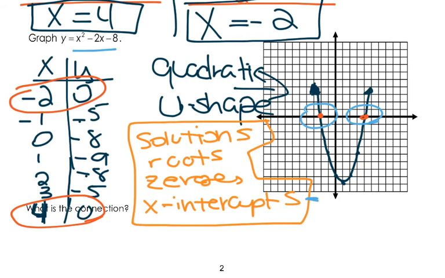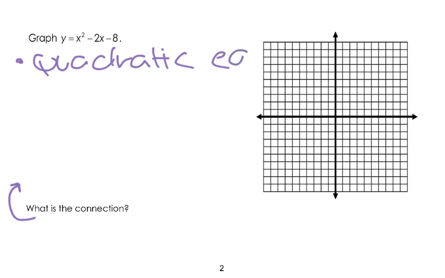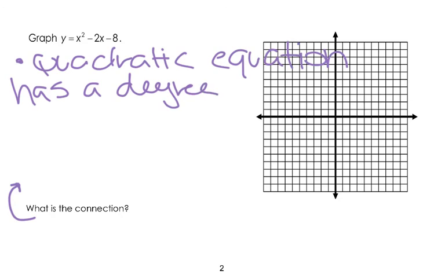Okay? And what is the connection? All right, I'm going to erase this so I have some room to write because this doesn't allow me to go any further. Okay. All right, so I'm actually going to put the answer up here. So some connections that I noticed is that the quadratic equation has a degree, right? Or we could say it's the highest exponent of 2.